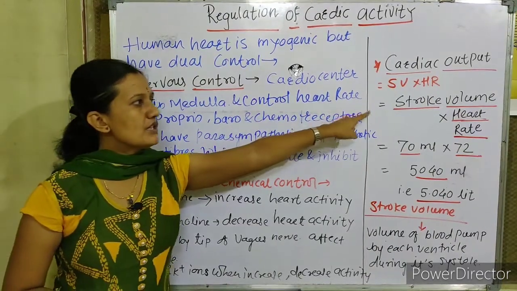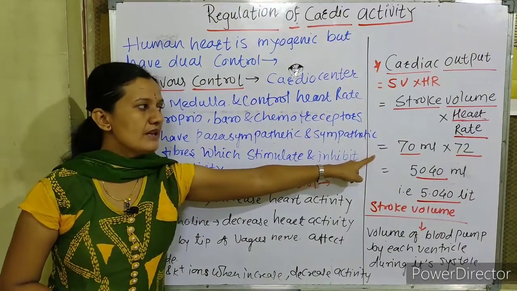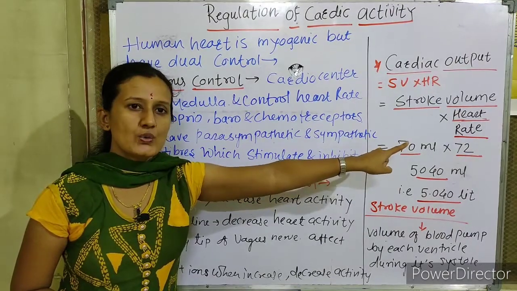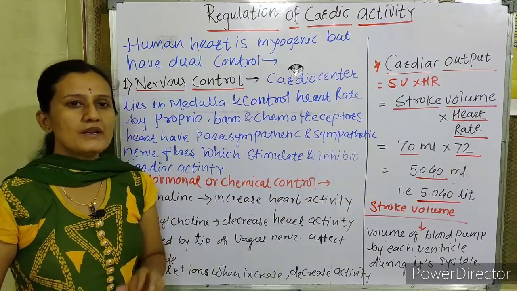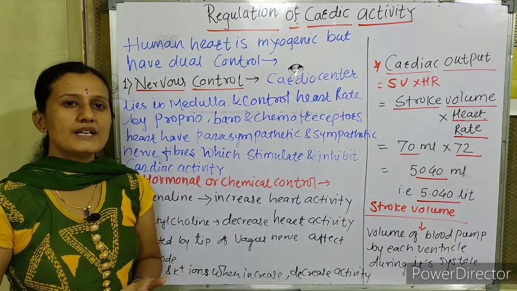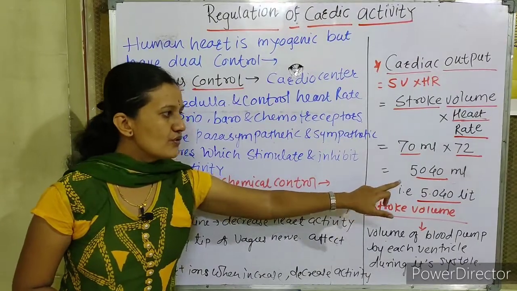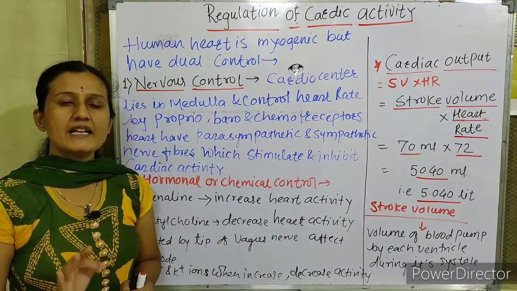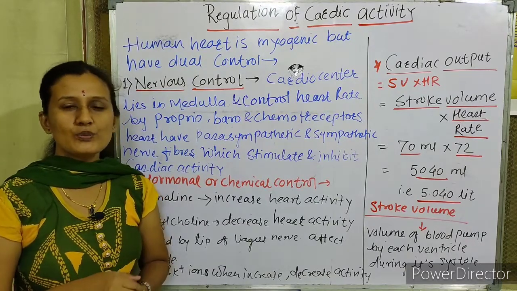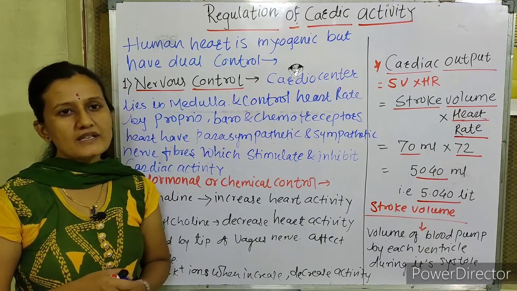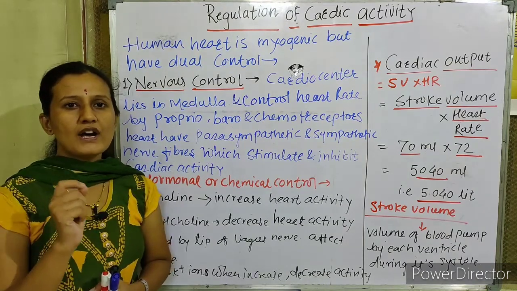Then cardiac output is equal to stroke volume into heart rate. Stroke volume, how much is it? It is 70 ml. 70 ml into 72, 70 multiplied by 72 is equal to 5040 ml. The volume of blood, or the cardiac output, is calculated in milliliters, and that is 5.040 liters. It is exactly about 5 liters, which is the total volume of blood content in a human body. In an average adult person, the cardiac output is nearly about 5 liters.